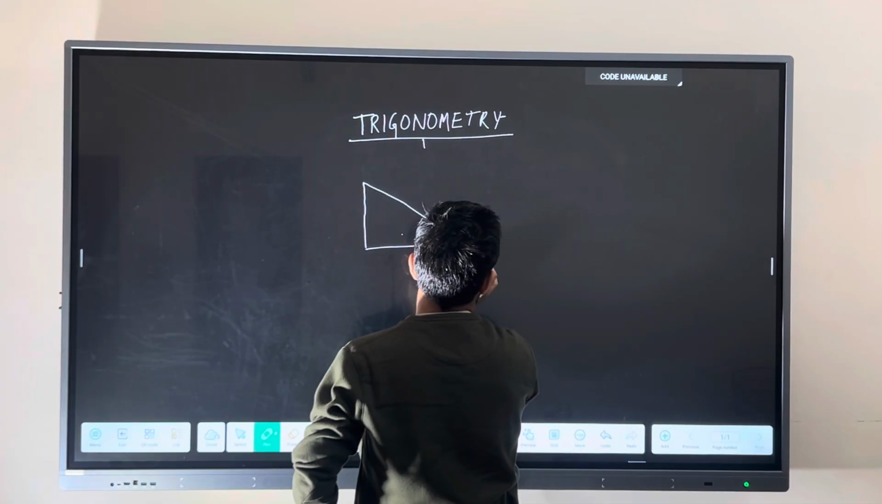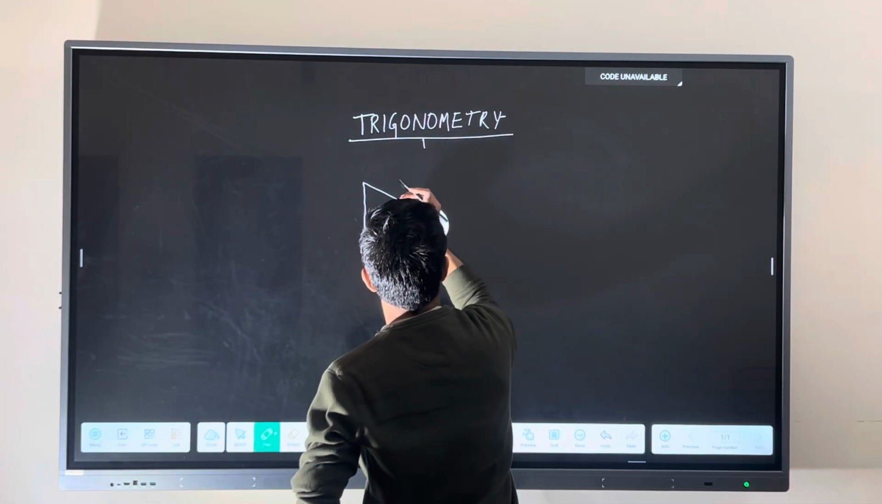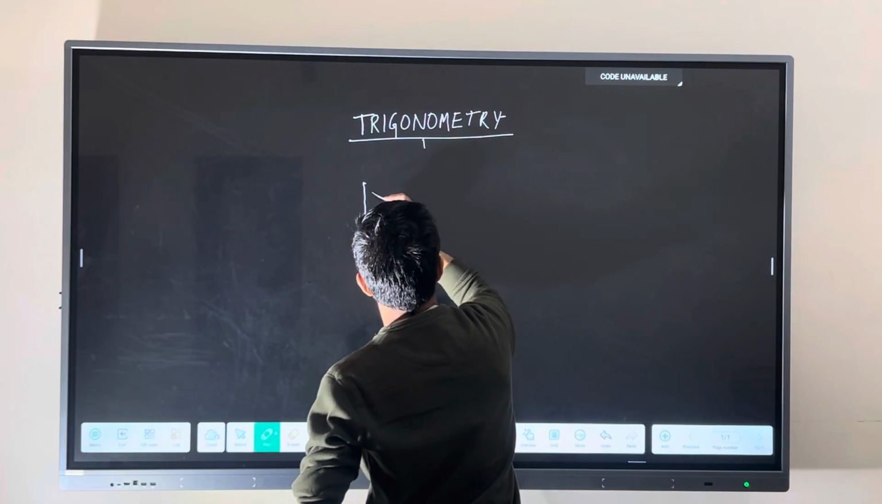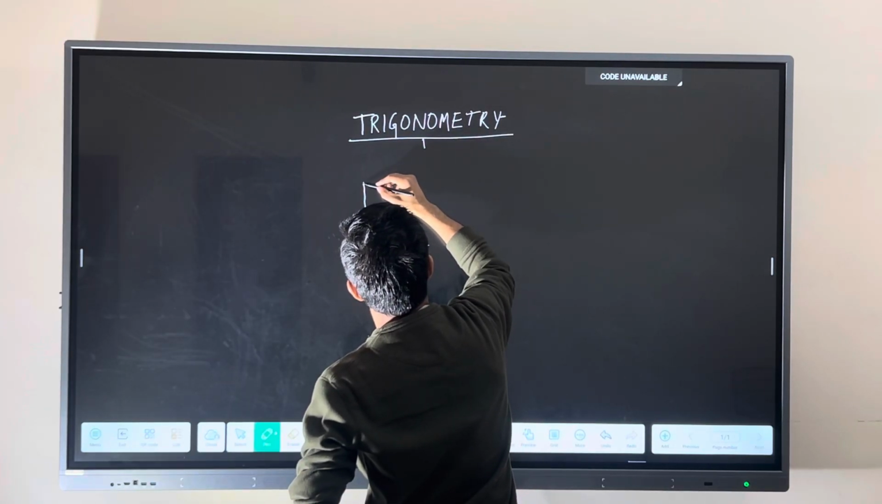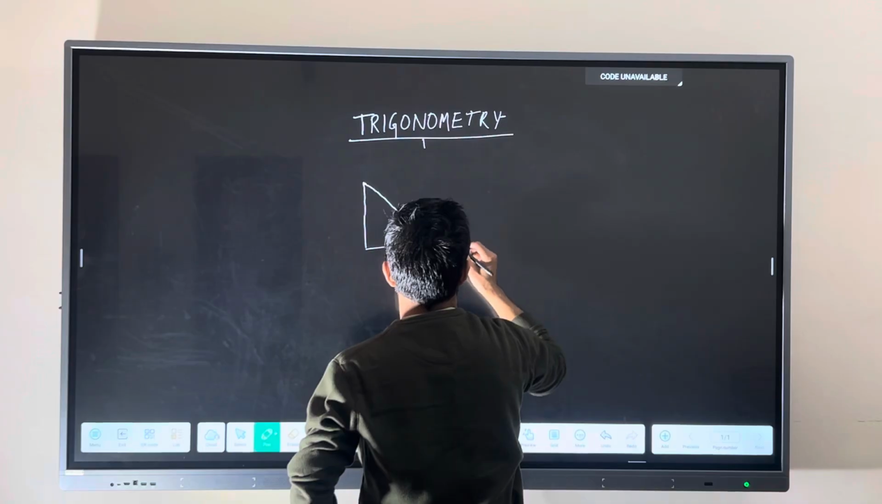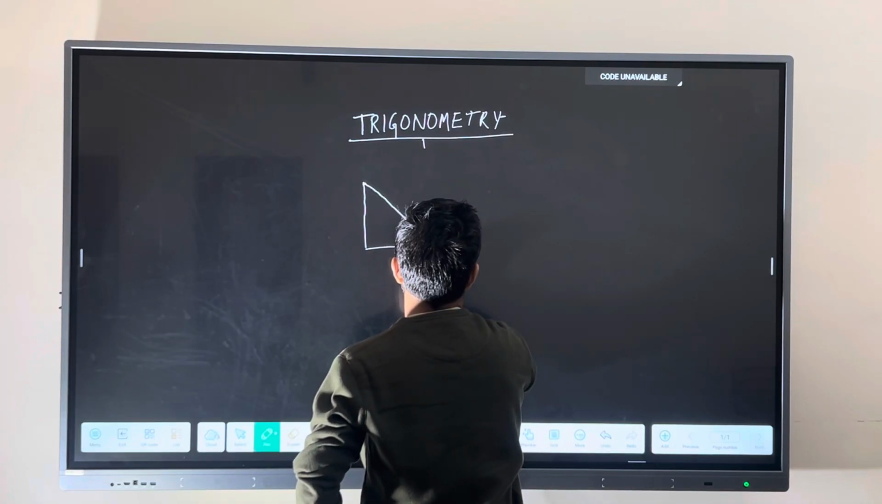Please try to forgive my mistakes because I am new to this digital setup. It is a very new experience for me, so please try to forgive my drawing.